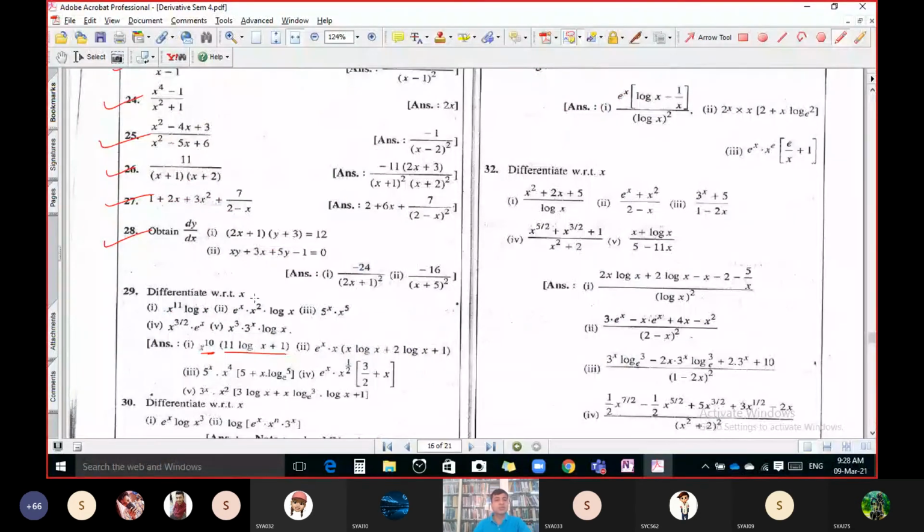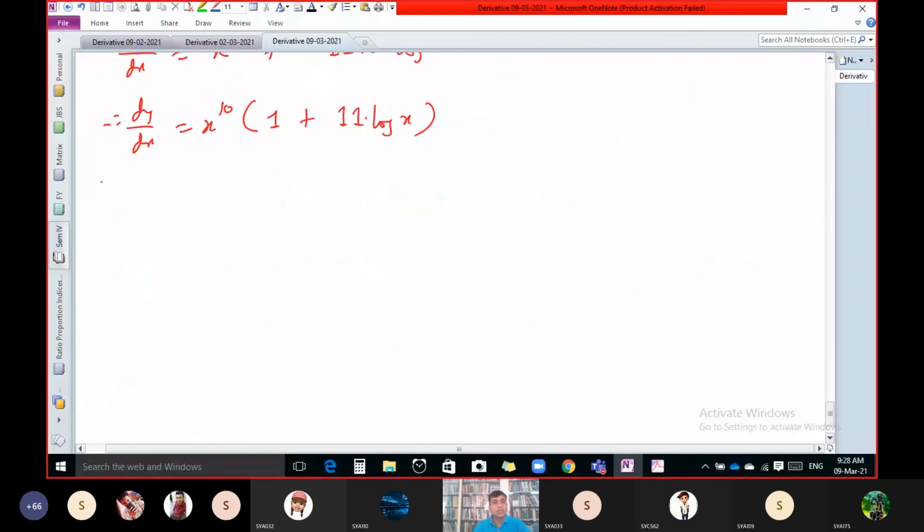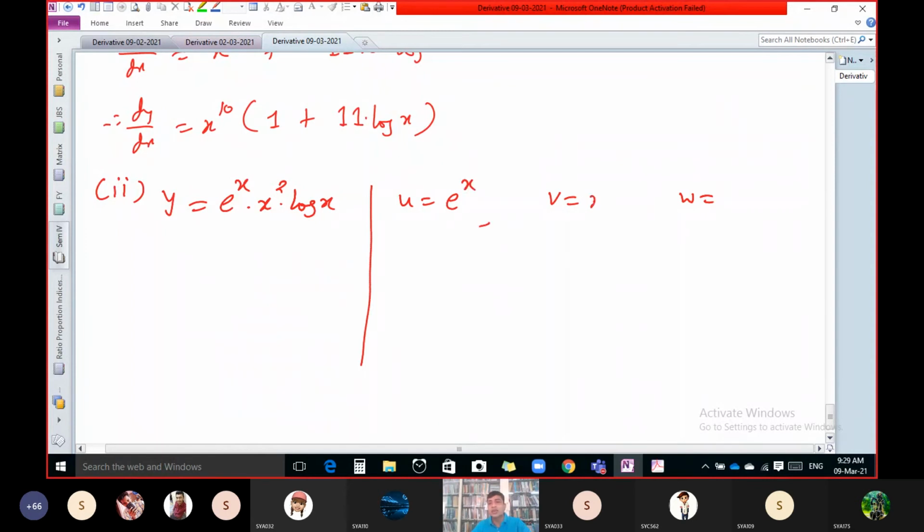Let us do one more example. Second one, e raised to x into x square into log x. Second one, y equal to e raised to x into x square into log x. So here you have to use which rule? U, V, W. U is what? First term, e raised to x. V means x square here and W means log x. First step, find out the derivative of each one separately.